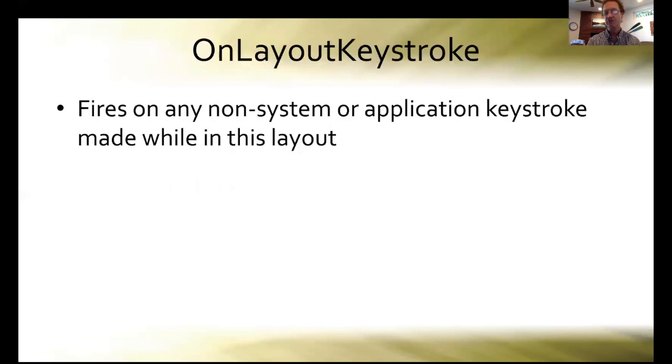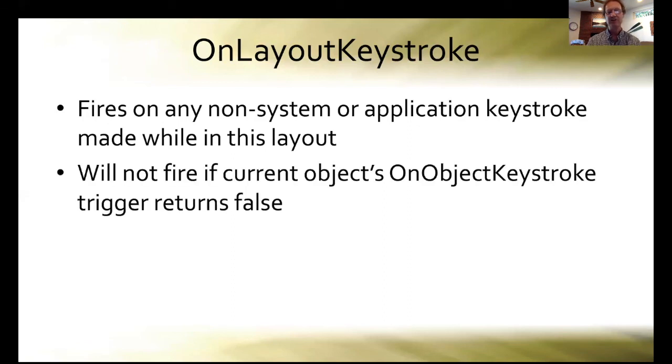On layout keystroke, we saw a lot of that. It fires on any non-system or application keystroke made while in this layout. And it will not fire if the current object's on-object keystroke trigger returns false. So the on-object keystroke gets first crack at it, if the user is in an object. If the script triggered by on-object keystroke says false, right, it uses exit script returns false, then it will not move forward and let the on layout keystroke have a chance. It will abort there.